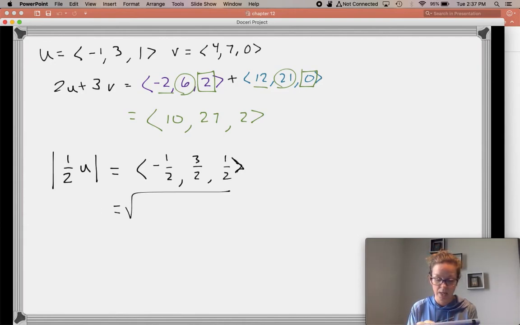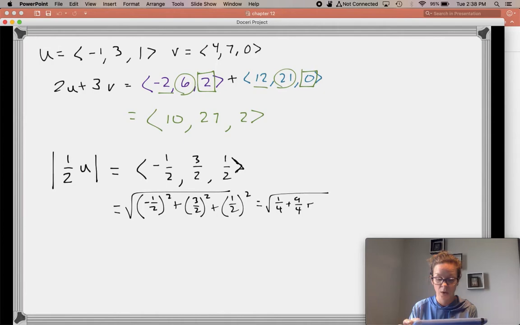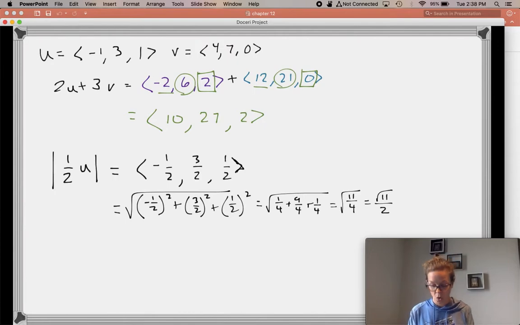The magnitude is going to be -1/2 squared plus 3/2 squared plus 1/2 squared. So that's going to be 1/4 and 9/4 and 1/4. So that is the square root of 11/4, or we could say the square root of 11 over 2 there. So that would be our magnitude of 1/2 of vector u.